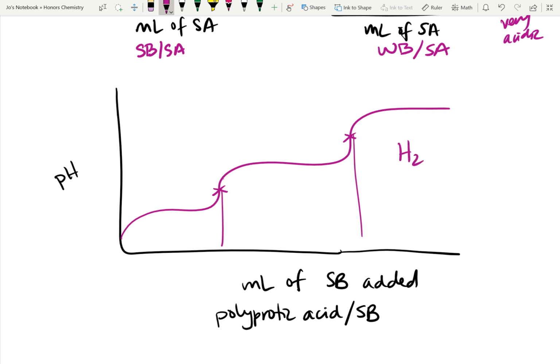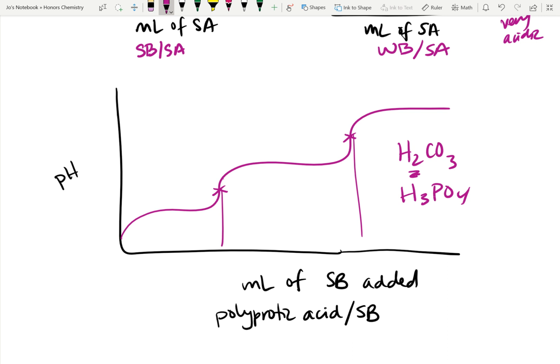So it could be something like carbonic acid. It has 2 acidic H's. One that has 3 acidic H's would actually have another bump in its curve. So for polyprotic acids, I just want you to know they have this lumpy shape. They have multiple K's associated with them.